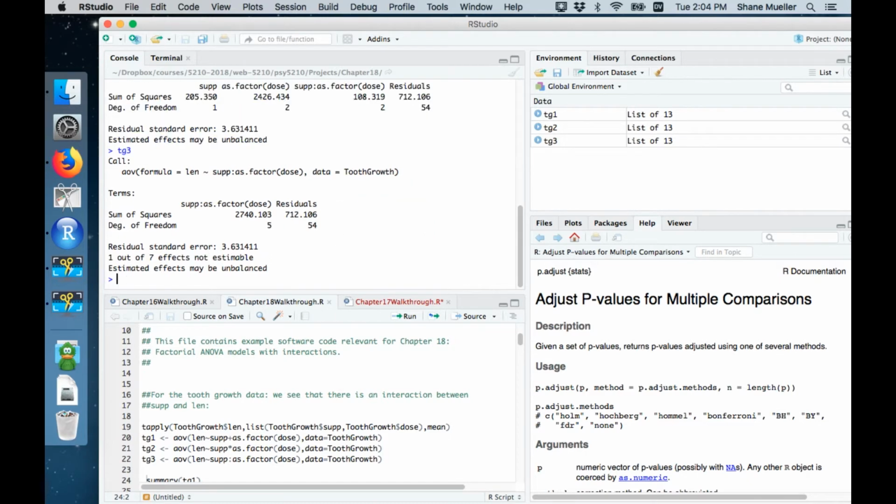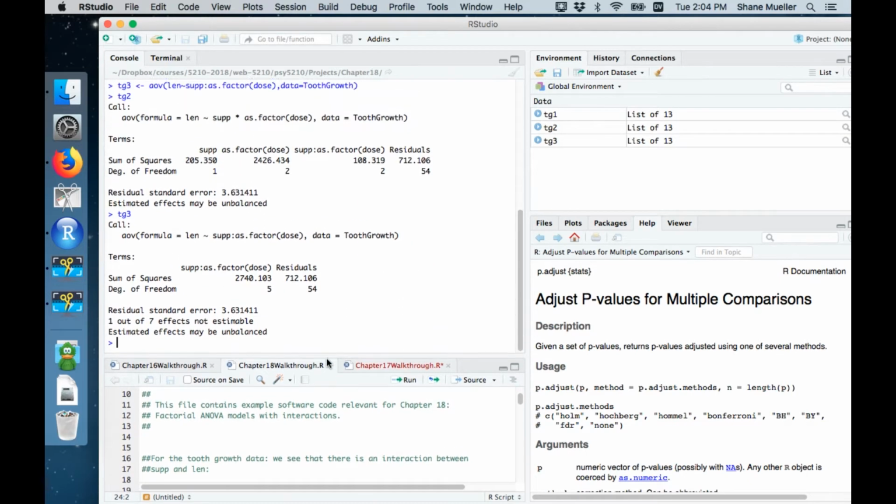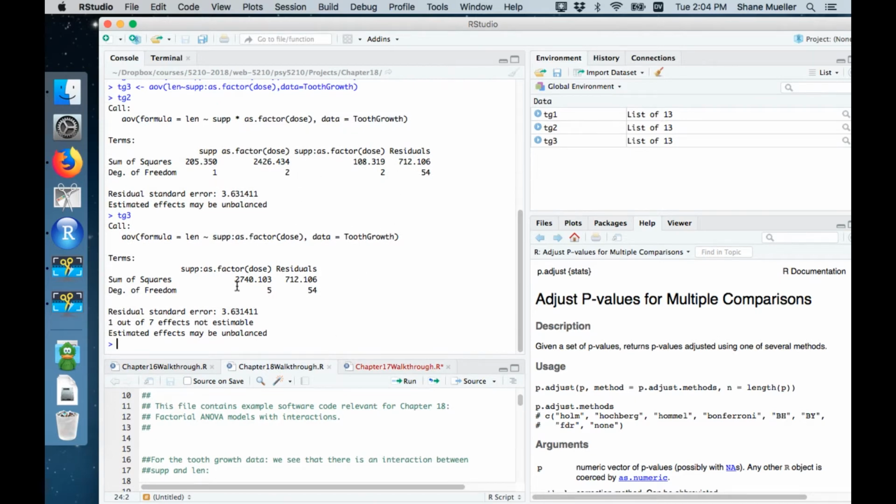And if we do TG3, well, now it's kind of curious that the residuals are identical, and the residual degrees of freedom are identical, and all of the sum of squares you're accounting for is accounted for in a single term instead of divvied up between main effects and interactions. So the same pattern is accounted for in either of these. It's just that this one divvies it up in a way that may make sense.